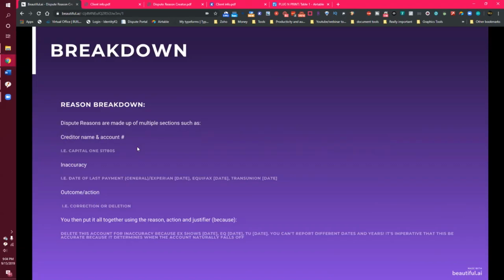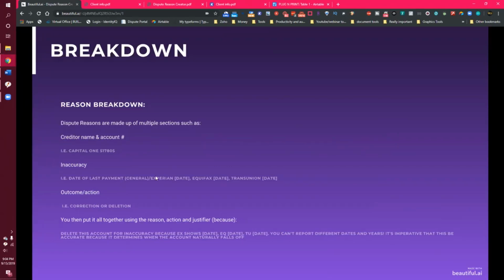If it's only two bureaus, then put the two bureaus only. If it's only one, put the one. You don't want to fabricate information. Now you need to put the outcome or the action. An example would be correction or deletion. Very simply, put it all together, and this would be your dispute reason with your justifier, such as "because." Using this information, you're going to create the dispute reason.